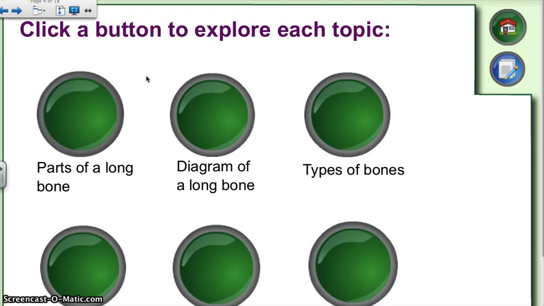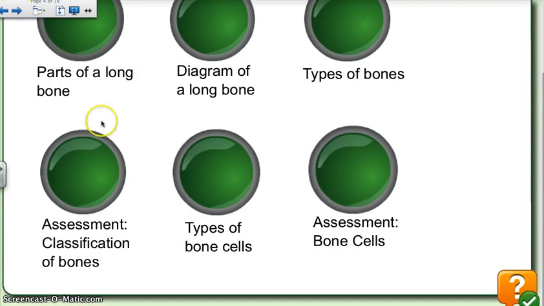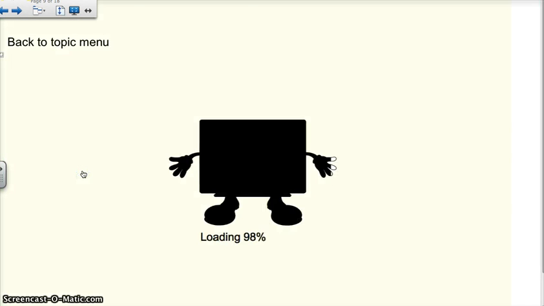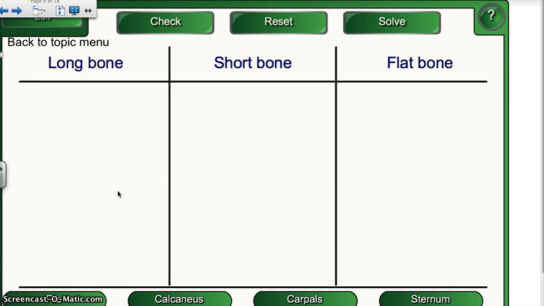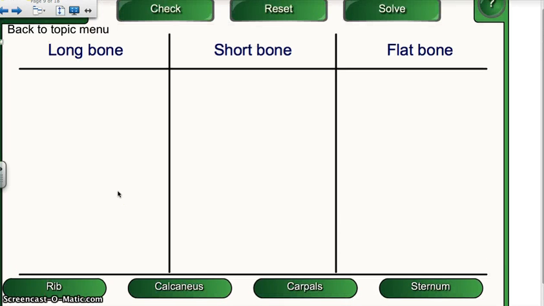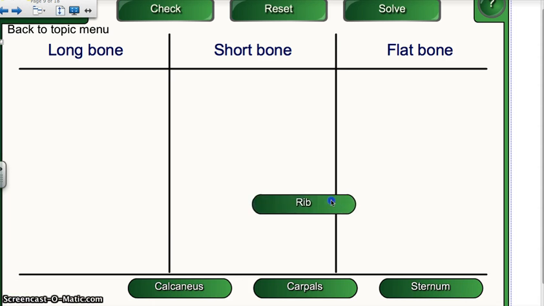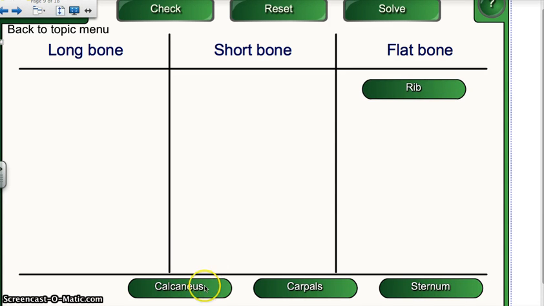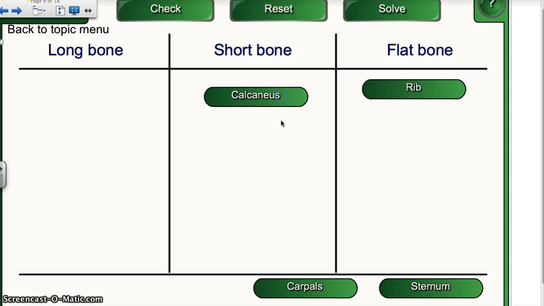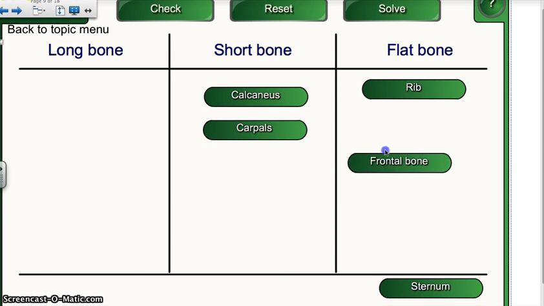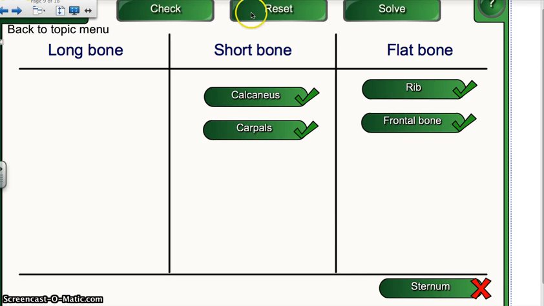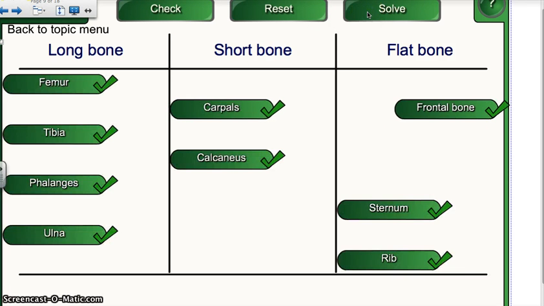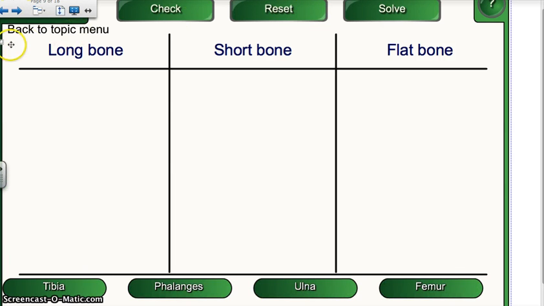Next, we have a topic menu, and this allows students to explore many different topics related to the skeletal system. I usually begin with this assessment. This asks students to classify the bones at the bottom based on whether they are long bones, short bones, or flat bones. I have students come up to the smartboard and choose one of these bones at the bottom and put it in the correct category. Once all of the students have participated, we can then check the answers. We can solve to complete the activity and then reset if we want to do it again.